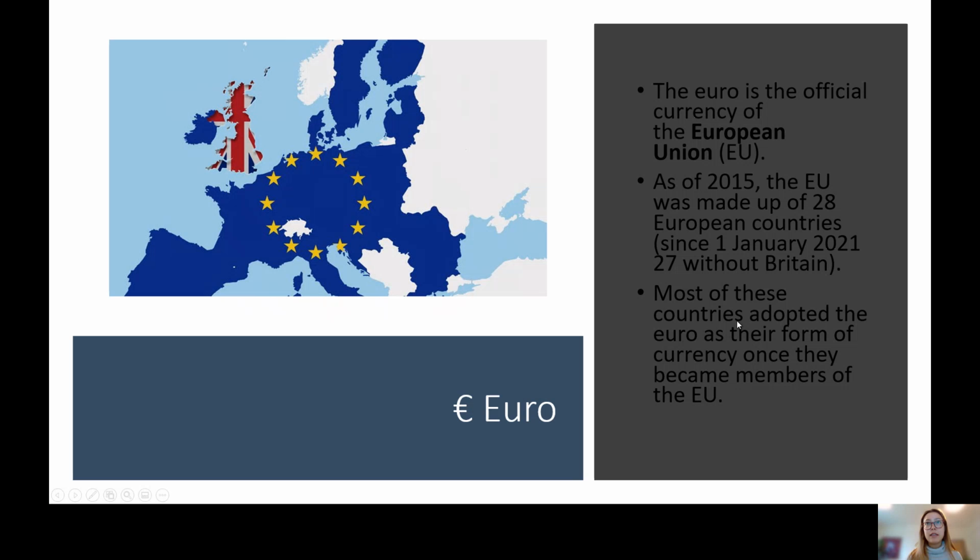Most of these countries, most of the blue countries, adopted the euro as their form of currency once they became members of the EU, except for the UK and Denmark. They kept their own currencies, even while they were part of the European Union. You see that the flag of the EU is blue with yellow stars. Each star represents a country in the EU.